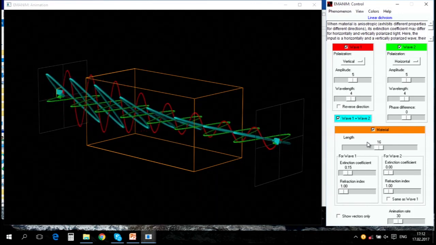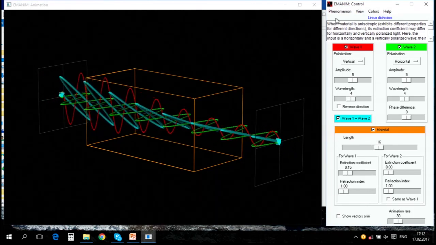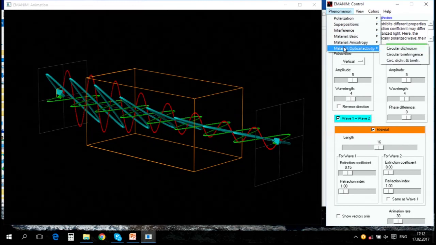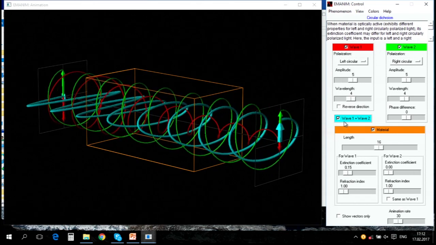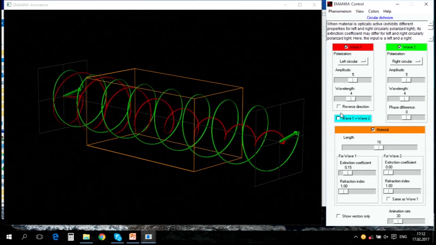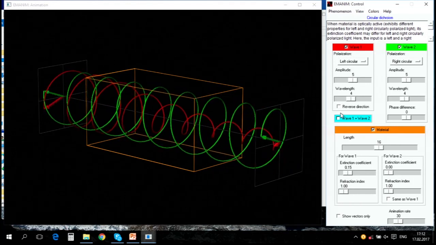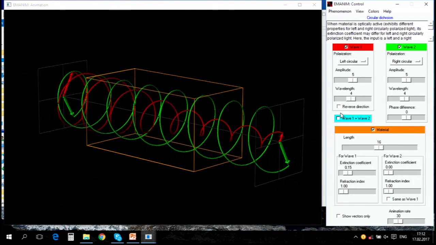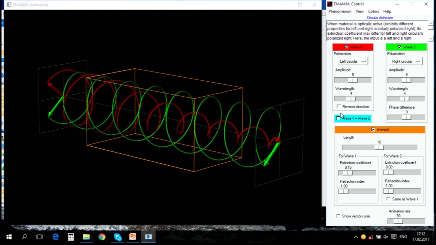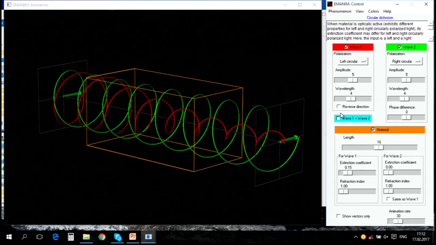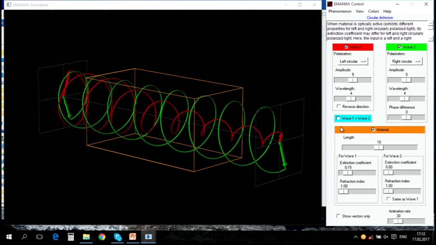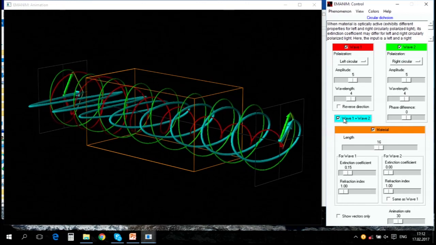What about circular dichroism? Okay. So you see also that the green oscillation is not absorbing, but the red one is. And the output total polarization oscillation on the output of this object will be as follows.